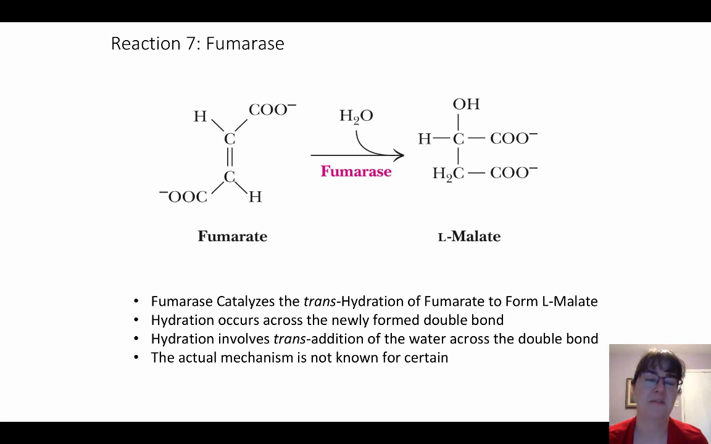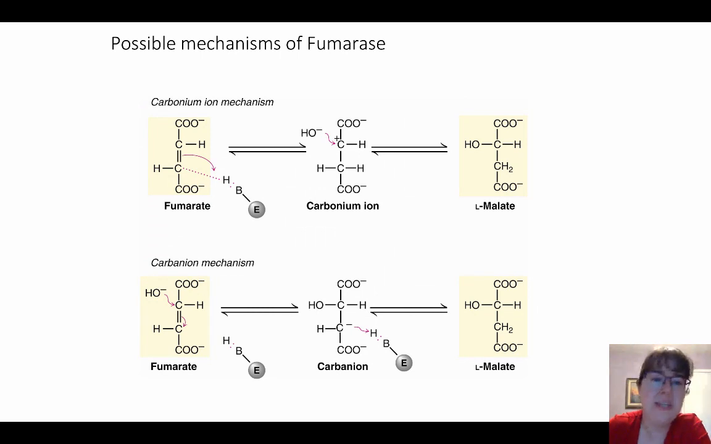Reaction 7, fumarase. This is going to take the fumarate that we just made and turn it into malate. So this is going to go ahead and hydrate across that double bond. This is going to be the transhydration of fumarate to form L-malate specifically. So you do get hydration occurring across this newly formed double bond, and you get this addition of water across the double bond. The actual mechanism is not known for certain, but we're going to take a look at the 2 main possibilities. So in here, the main difference in these mechanisms when we look at them is which thing happens first.